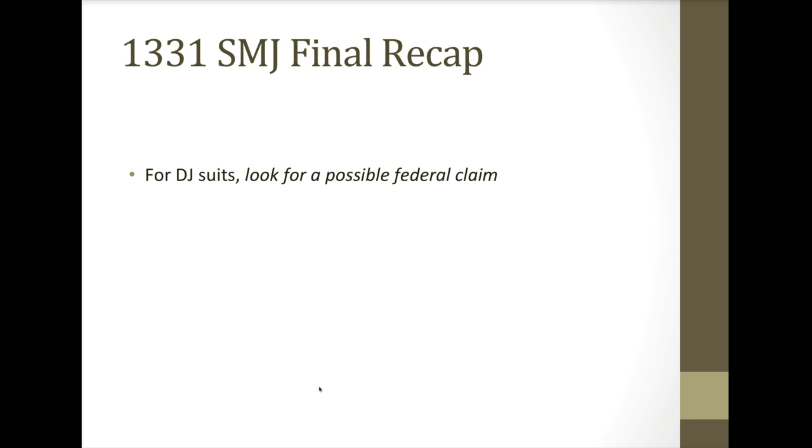So, just to recap, the basic test for 1331 is if there is a federal cause of action. So you look just at the federal cause of action. If a plaintiff is suing for a federal claim, there is 1331. If the plaintiff is suing for declaratory judgment, then that is not a claim, and you have to look at the possible claim that could have been asserted, even if it could have been asserted by the defendant. So if the defendant has a federal claim, as in the situations we talked about in the last slide, then you have 1331 SMJ. Hopefully that helps cement your understanding of 1331 SMJ.